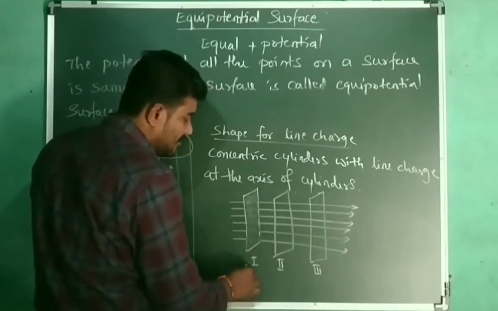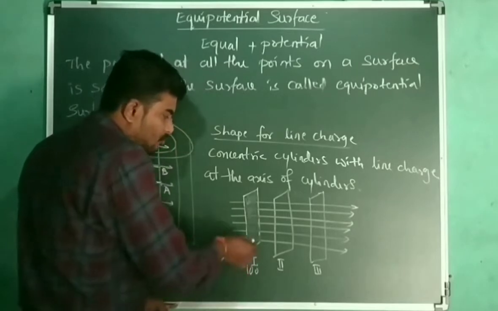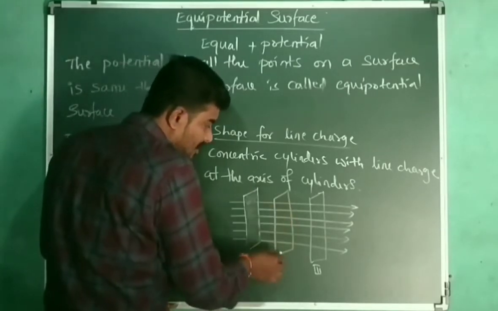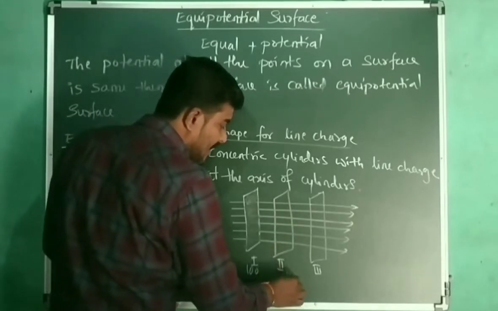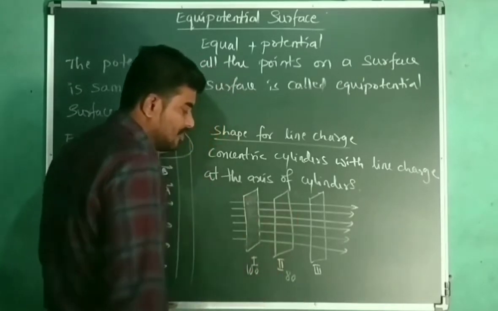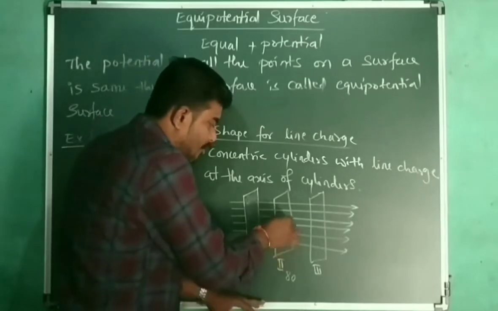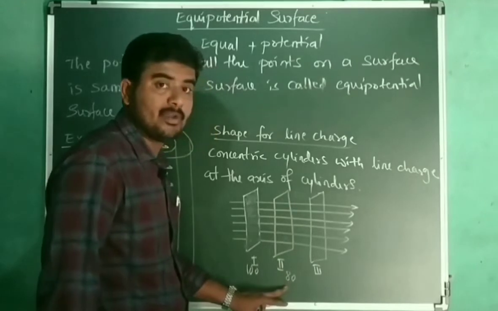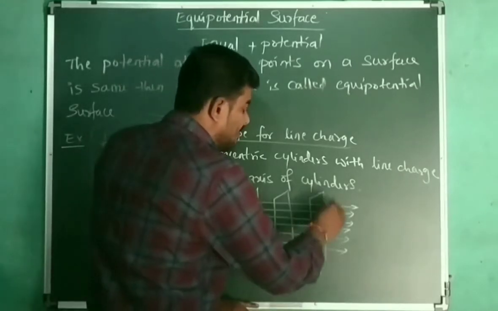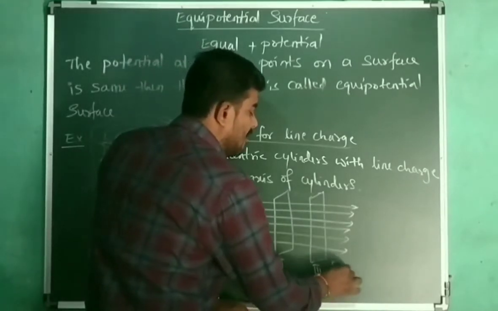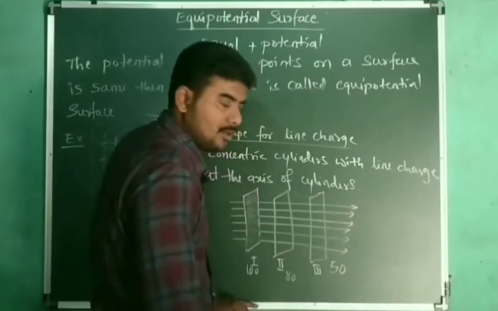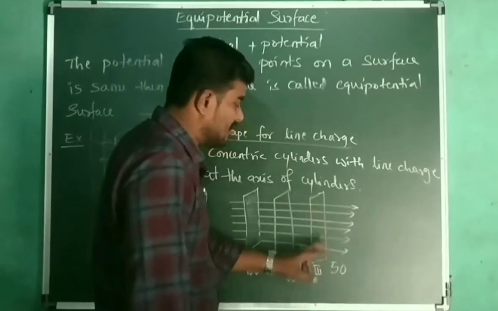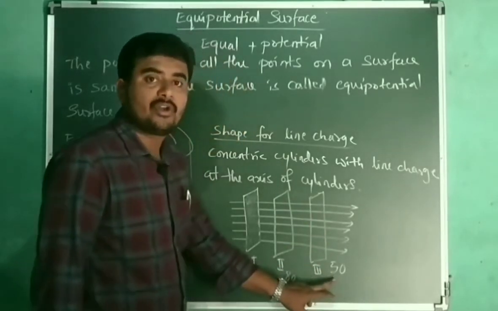If I say the potential at the first surface is 100, then throughout the surface the potential remains 100. If the potential at the second surface is 80, then throughout the surface the potential is going to remain 80, at this point, this point, at all the points. If I consider the third surface, the potential is 50, then throughout the surface the potential is going to remain the same, at any point on the surface it is 50.